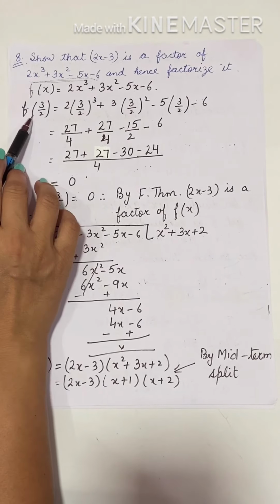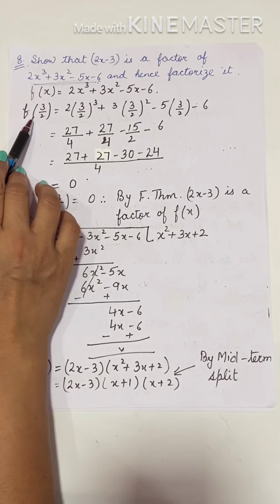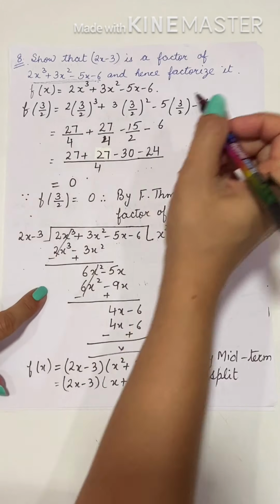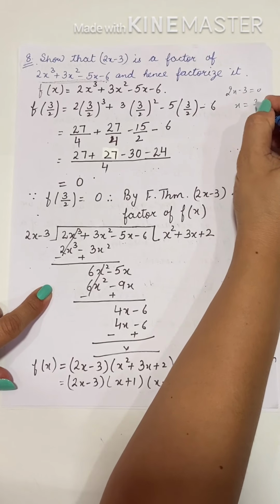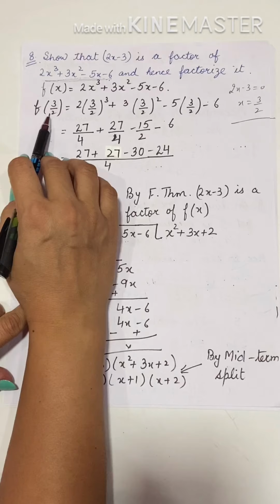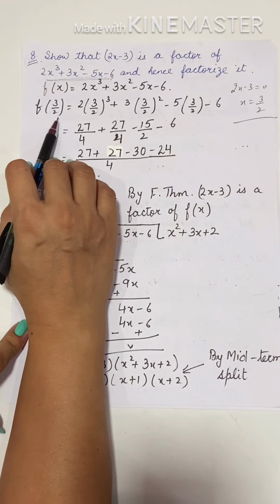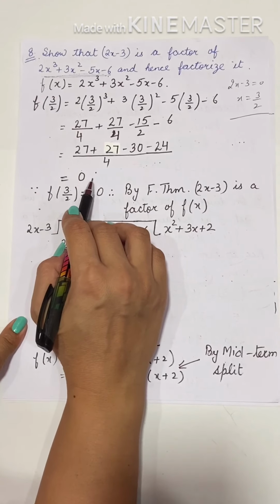Again, we are going to calculate the value of this polynomial at x equal to 3 by 2. We are again putting 2x minus 3 equal to 0. So x comes out to be 3 by 2. Now let's find the value of the polynomial at x equal to 3 by 2. This value comes out to be 0.